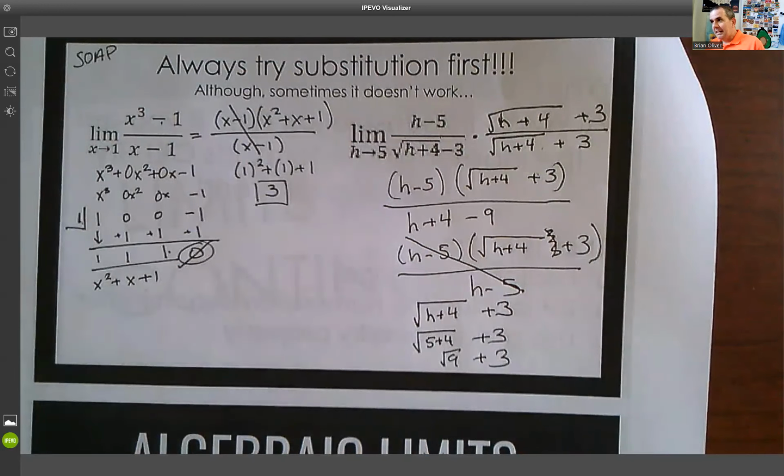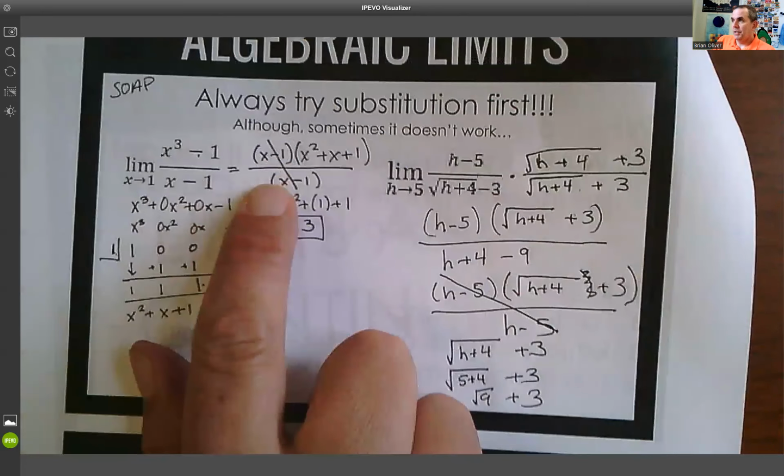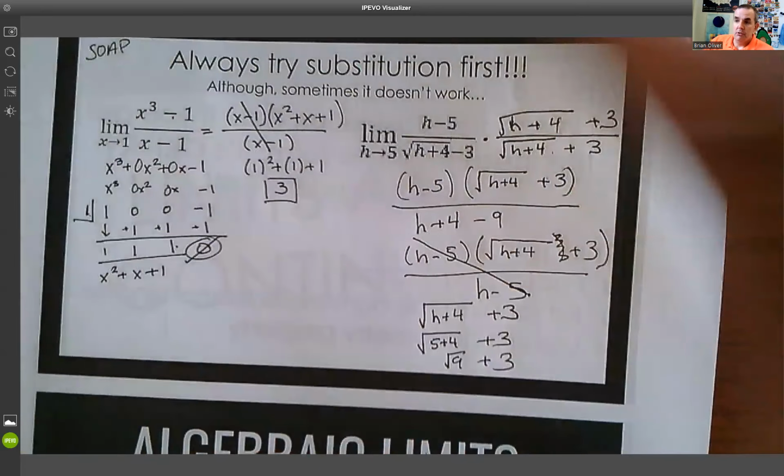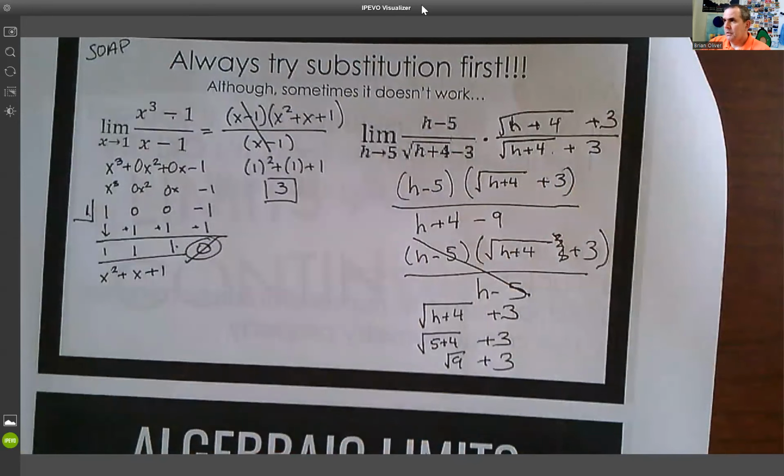So that is how we did things algebraically or analytically. I gave a homework, some practices. The big deal is if you can't substitute and solve, you're going to need to do some sort of factoring to solve, kind of like I did here, or you're going to need to do a conjugate thing. So please use the daily reflection to give me some feedback if you have any questions, and be ready to talk to me on Tuesday about this stuff.